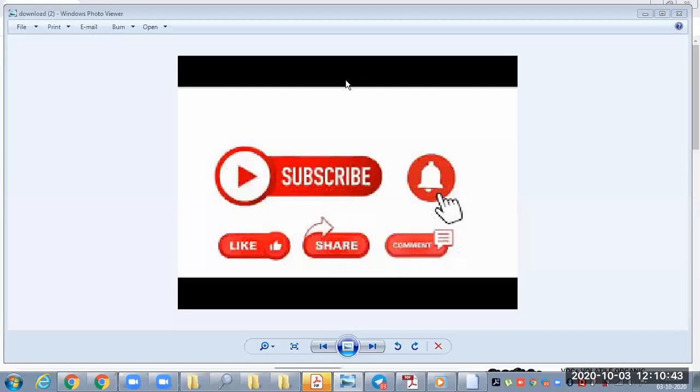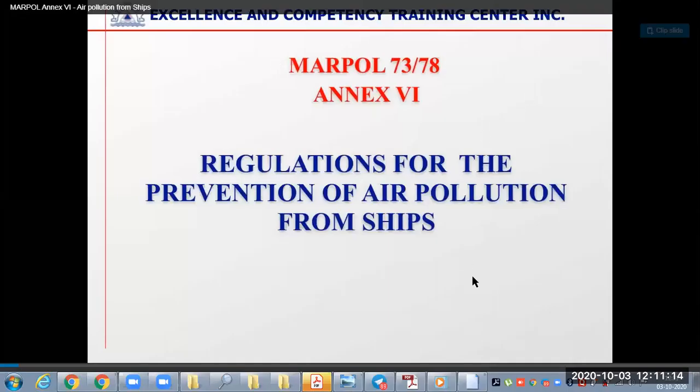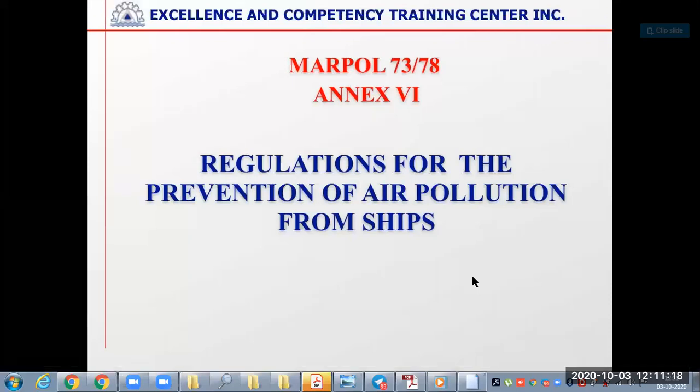So guys, welcome back, and today we are going to start with Annex 6. So MARPOL Annex 6 is the regulation for the prevention of air pollution from ships.